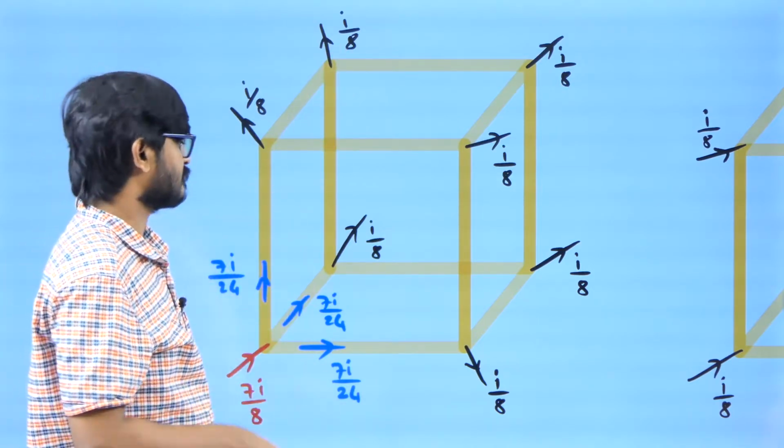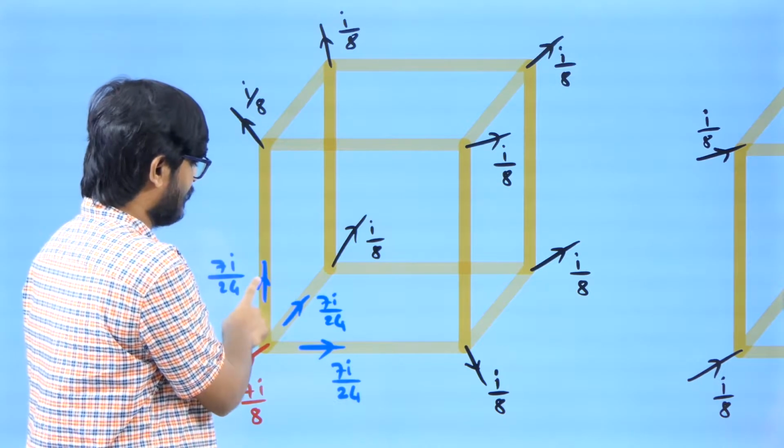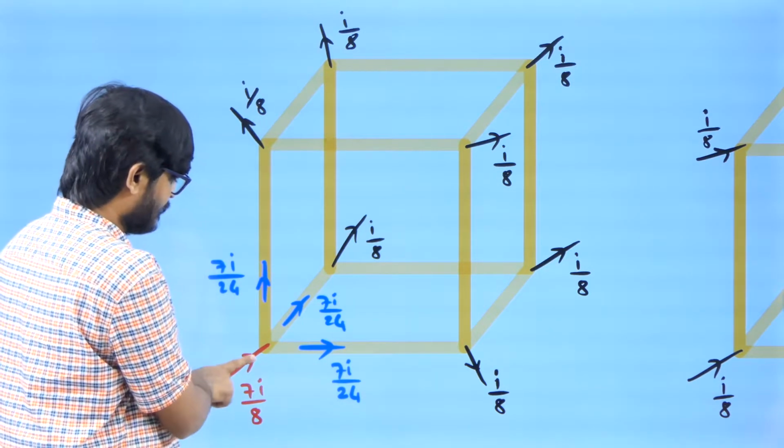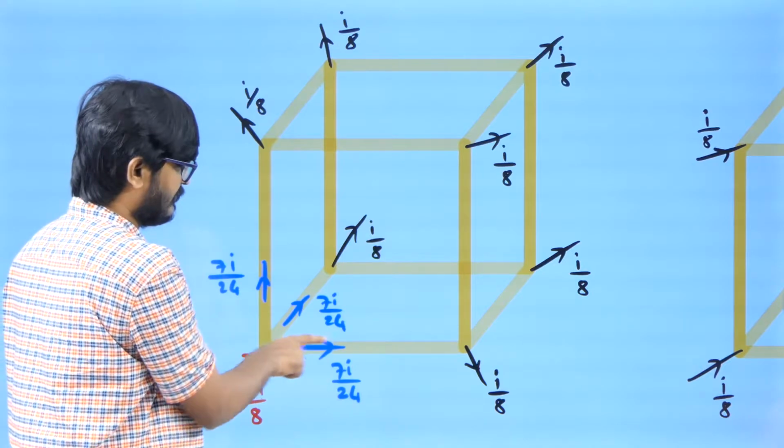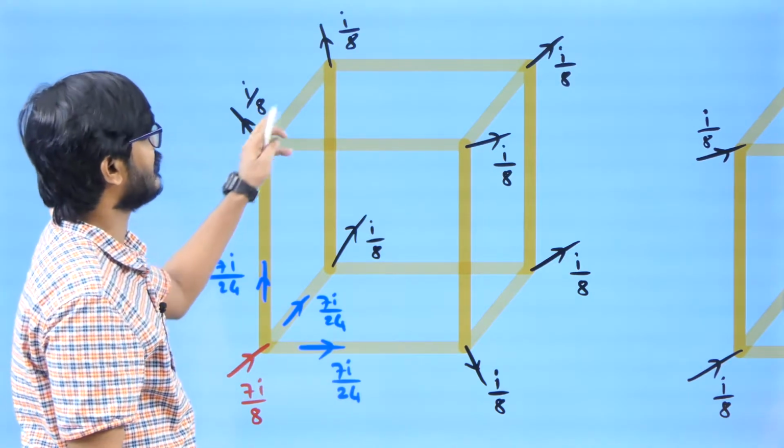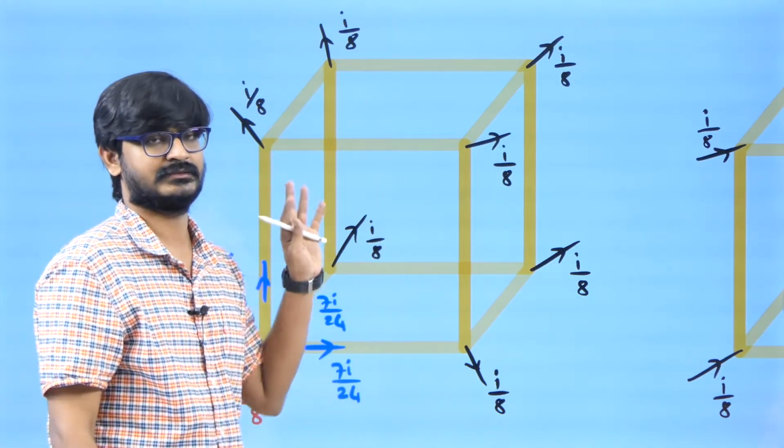Right? Now by symmetry, these three paths are equivalent to each other, so I can conclude it will split into three equal parts, 7I by 24, 7I by 24, 7I by 24. But I can't find the currents in the other resistors. Please note that.